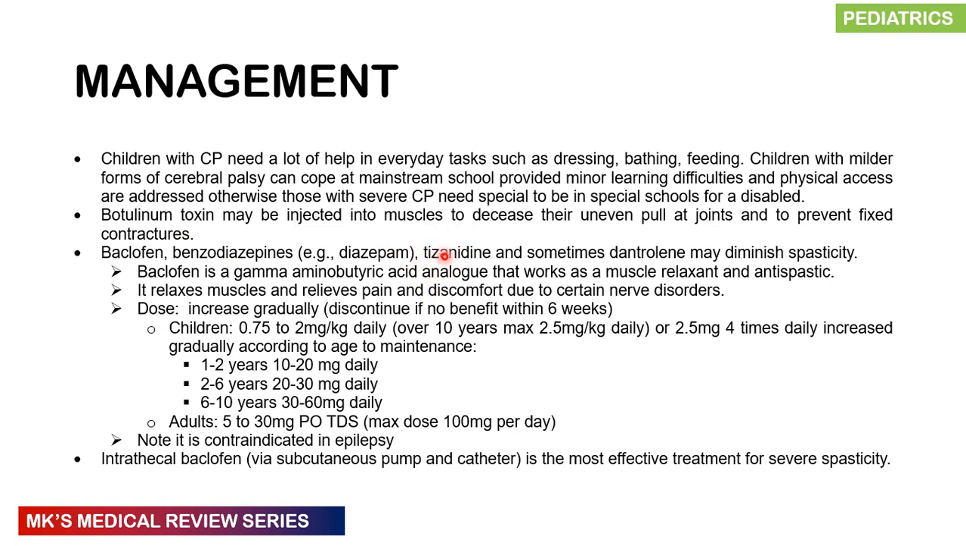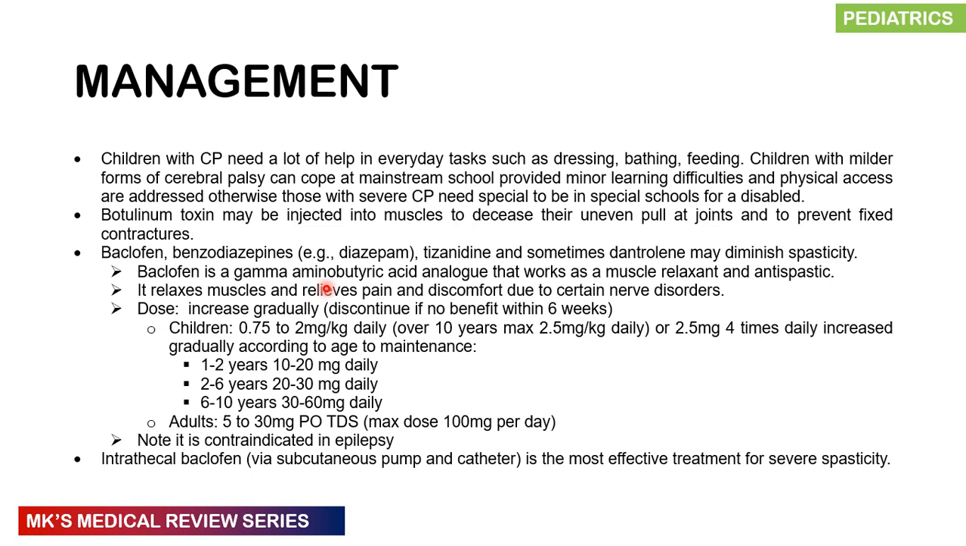Tizanidine is also not commonly given, and dantrolene sodium also is not commonly given. The one that's commonly given in our setting here is baclofen, which may actually diminish the spasticity. So remember that baclofen is a GABA analog, and so it's going to be working as a skeletal muscle relaxant. It's also going to be working as an antispastic agent. So it's going to be relaxing the muscles and also relieving the pain and the discomfort which is due to certain nerve disorders. It's also used, by the way, in other nerve disorders in older individuals.